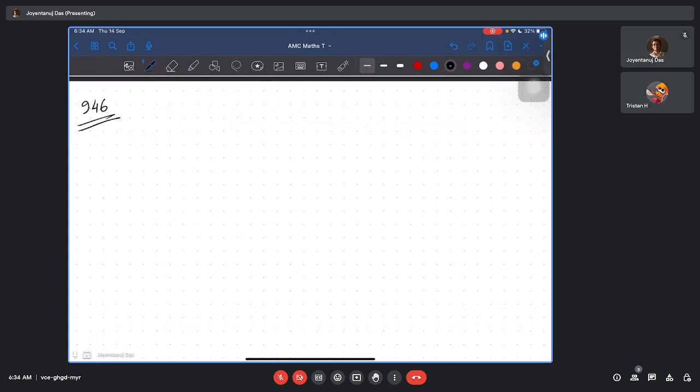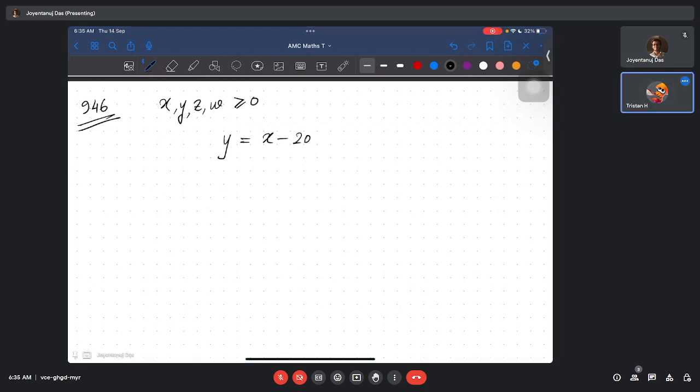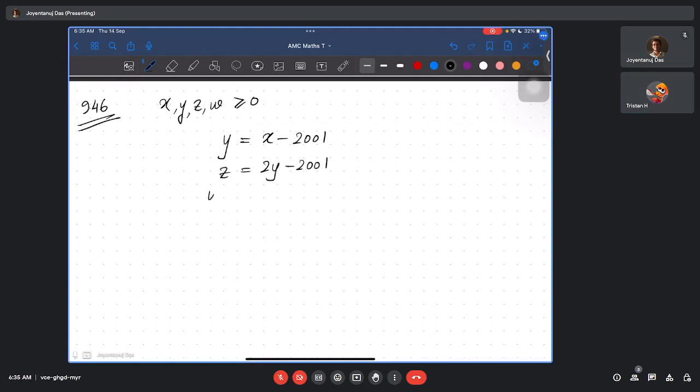So for x, y, z, w, all of them are greater than or equal to 0, non-negative. Compute the smallest value of x satisfying the following system. This is the first one. Then z equals 2y minus 2001. W equals 3z minus 2000.